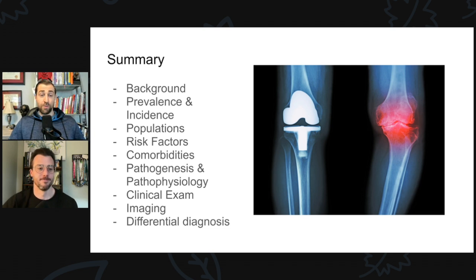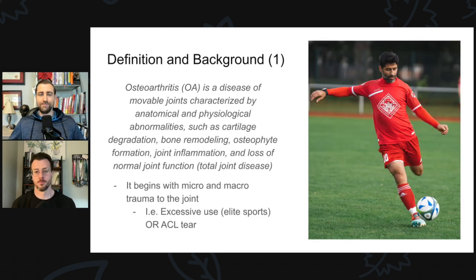What are we going to go over today? So let me summarize it for you. We're going to go over the background of knee OA, prevalence and incidence, what populations most commonly have it, risk factors for it, comorbidities, pathogenesis, and pathophysiology. Fancy way of saying how does this happen in our bodies over the course of time, clinical examination, imaging, and differential diagnosis. Let's dig in.